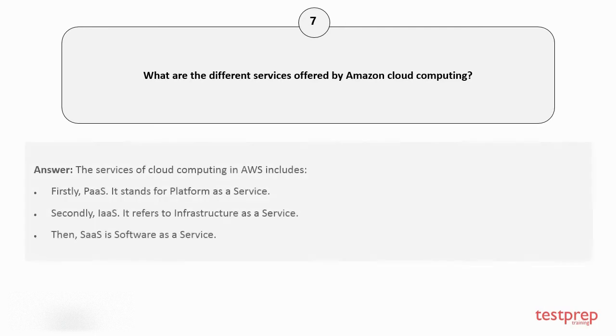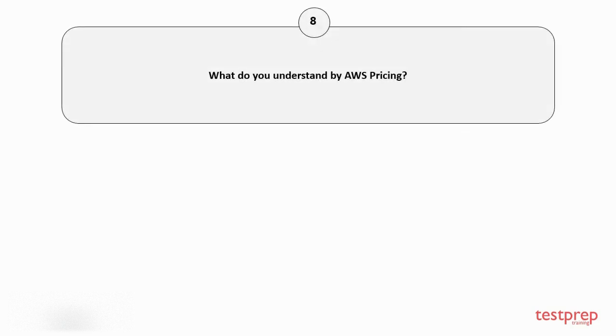Question number 7, what are the different services offered by Amazon Cloud Computing? Your answer is the services of cloud computing in AWS includes: firstly, PaaS. It stands for Platform as a Service. Secondly, IaaS. It refers to Infrastructure as a Service. Then, SaaS is Software as a Service.